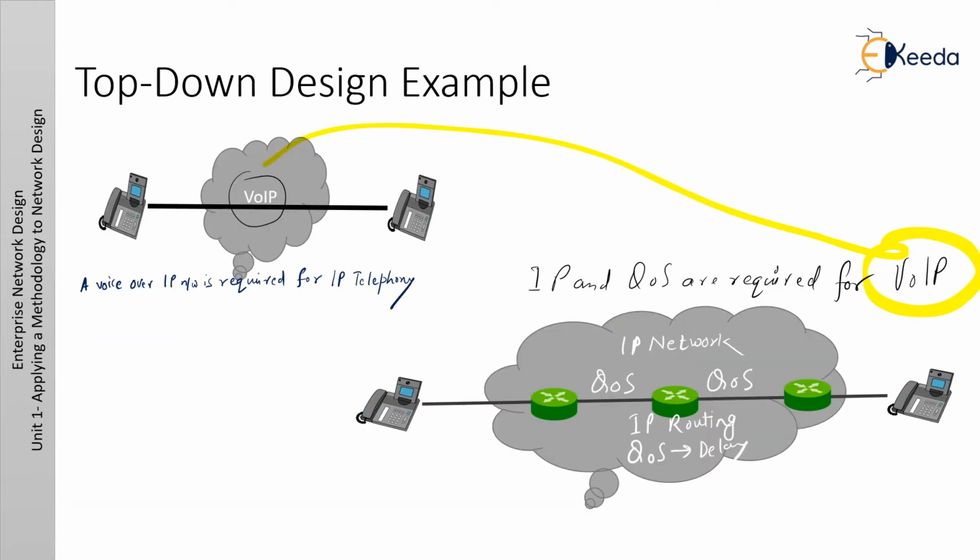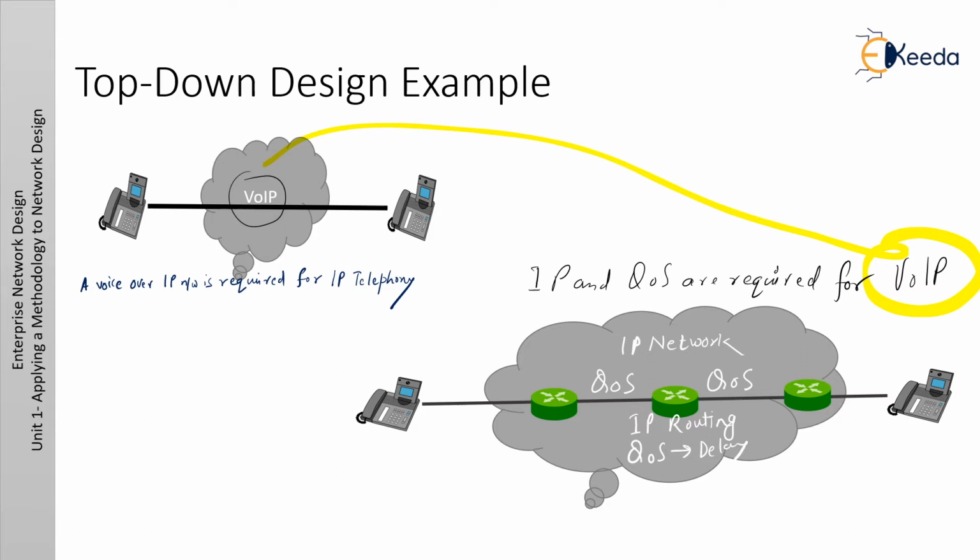So this shows the top down design example. Consider an example that uses the basic top-down approach when designing an IP telephony network. So we are going to design an IP telephony network. Here you can see that the customer requires a network that can support IP telephony.